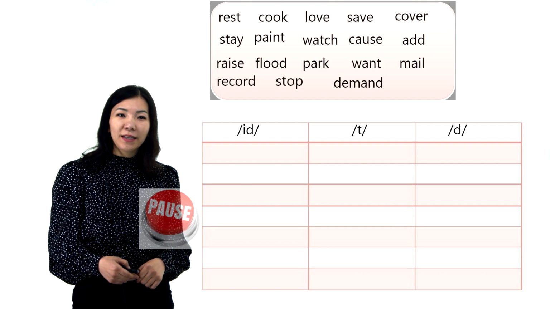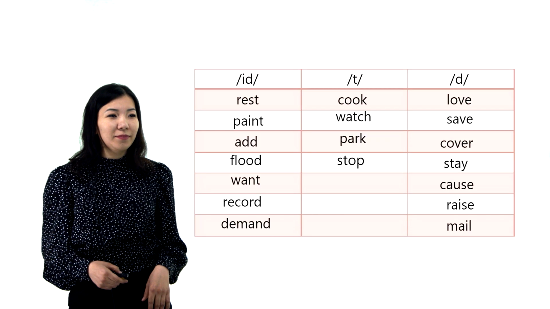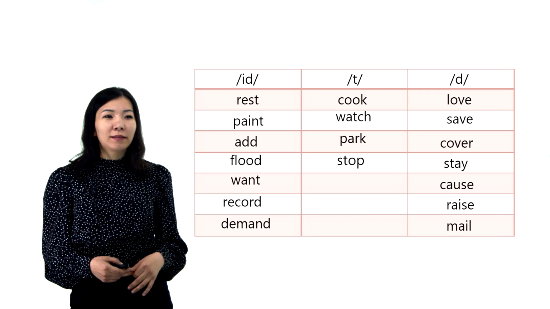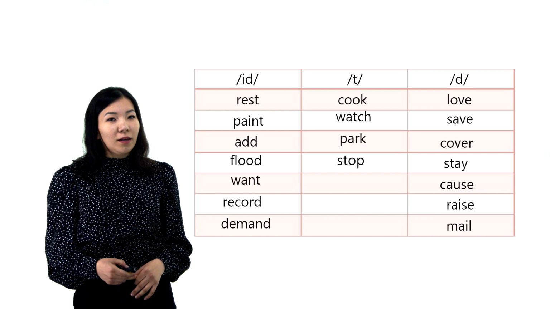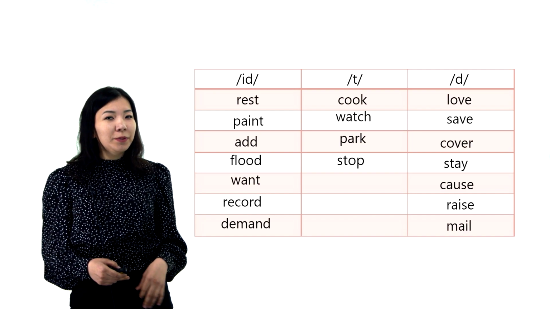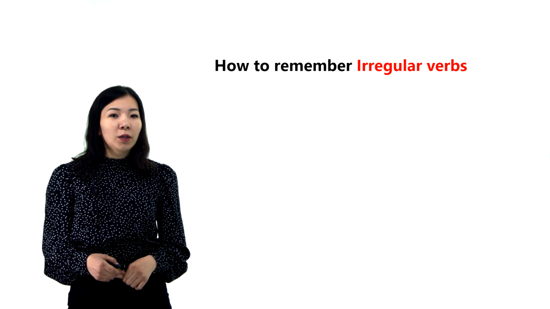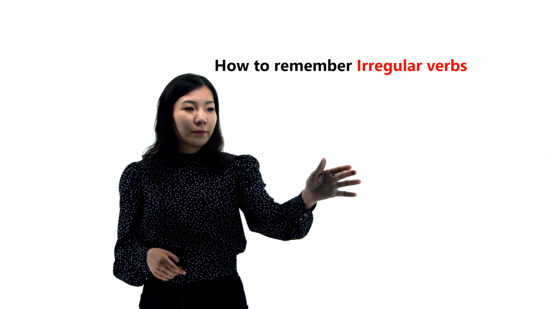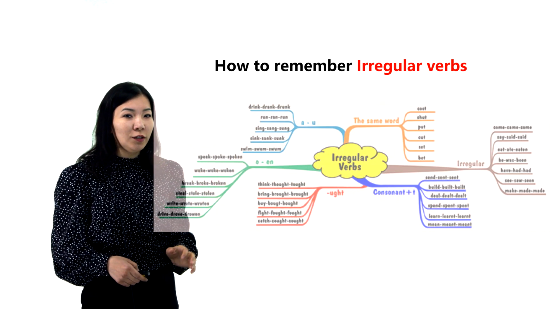All right, are you ready, guys? Let's check then. So these are the answers. I hope your answers match mine. And also I want to give you a tip. Actually, the easy way to remember irregular verbs would be to group them, like here, according to the similar changes.